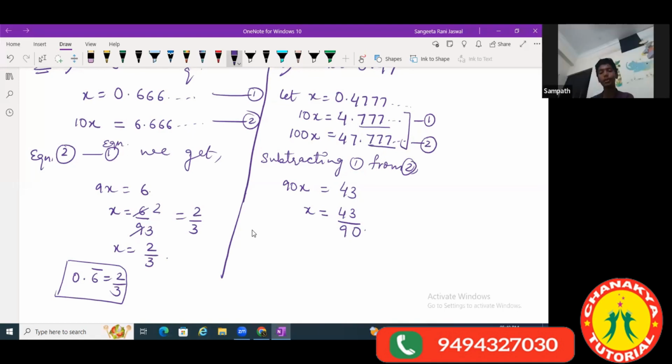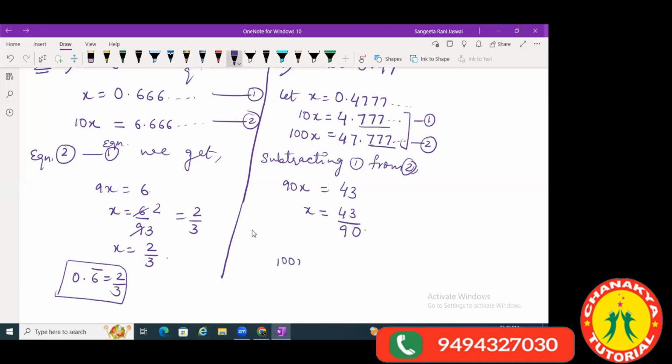Ma'am, can you show what you would have done then? Like this: 100x minus x, and 47.777 minus 0.47. Now the things would not have been so easy for you. Here you would have got 99x and here you would have got whatever you get after the subtraction. So is this easy or is this one easy? The above one, yes, ma'am.